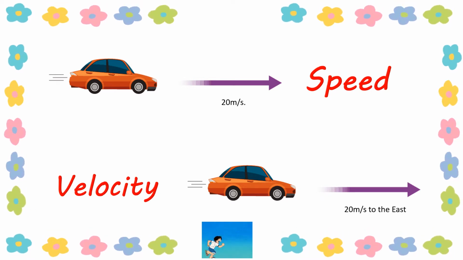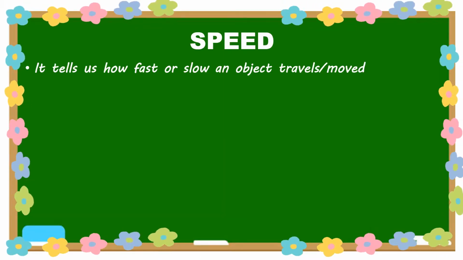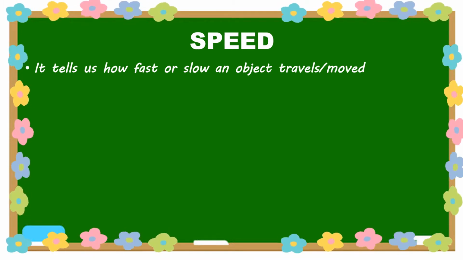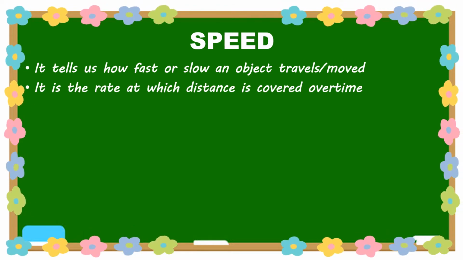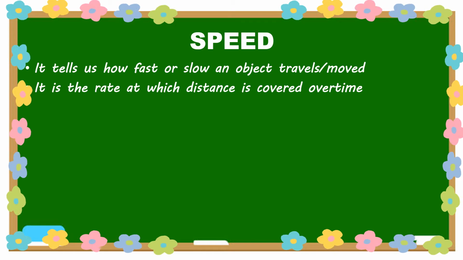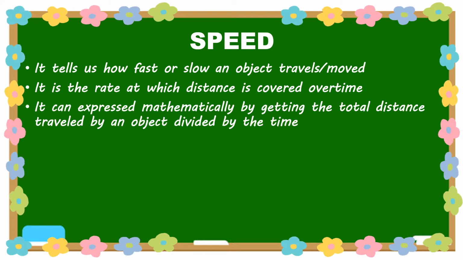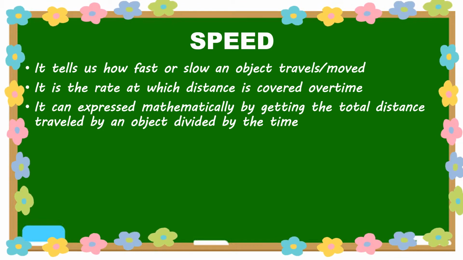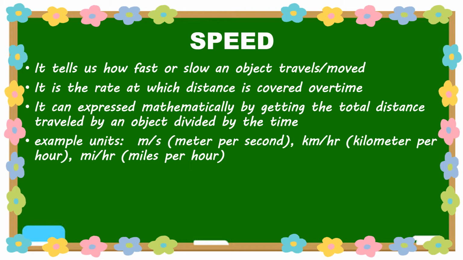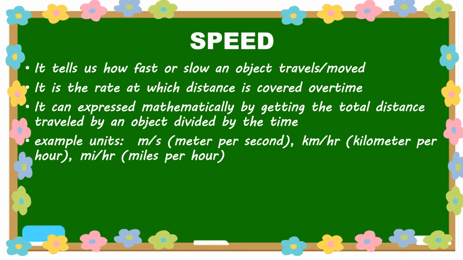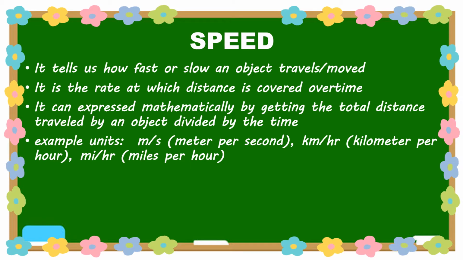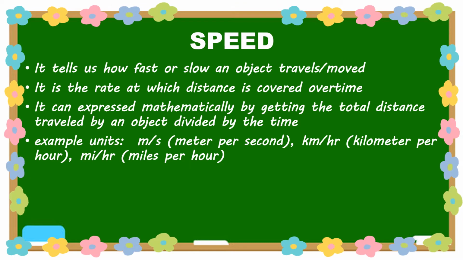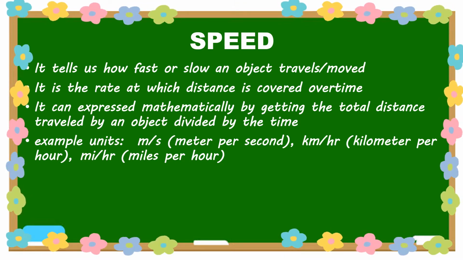So when we say speed, it tells us how fast or slow an object travels or moves. It is the rate at which distance is covered over time. It can be expressed mathematically by getting the total distance traveled by an object divided by the time. Example units of speed are meter per second, kilometer per hour, miles per hour, and any other units of length over the units of time.